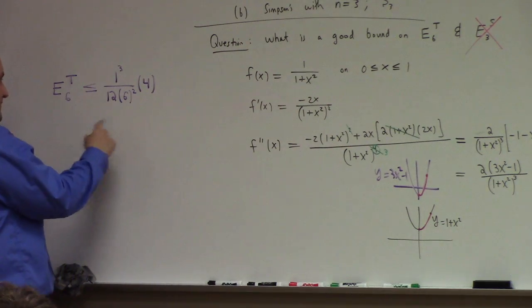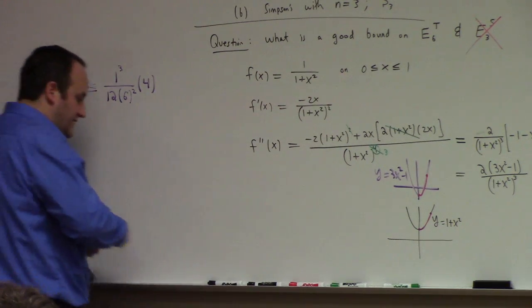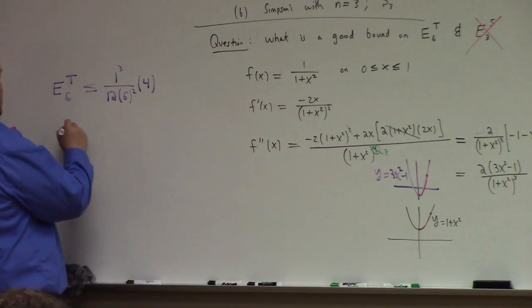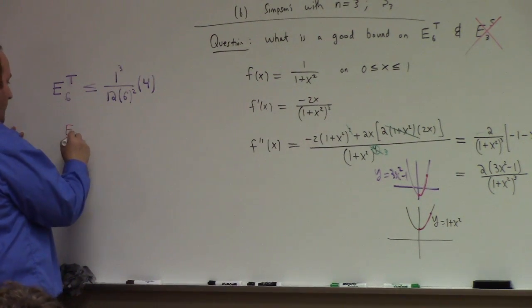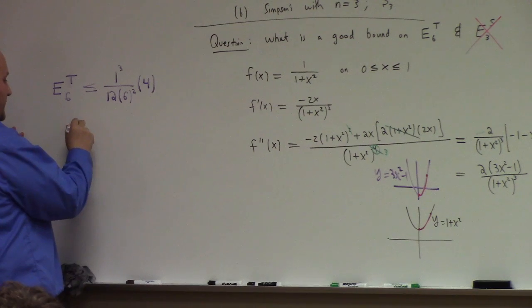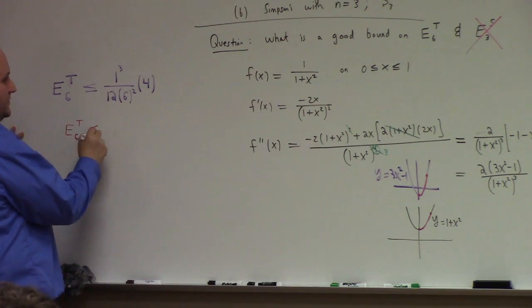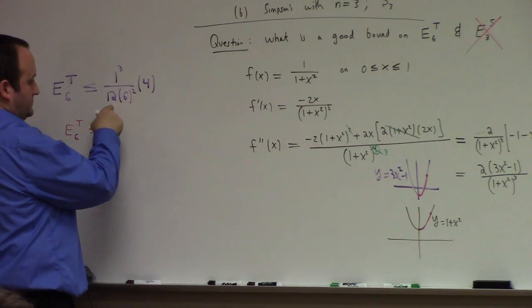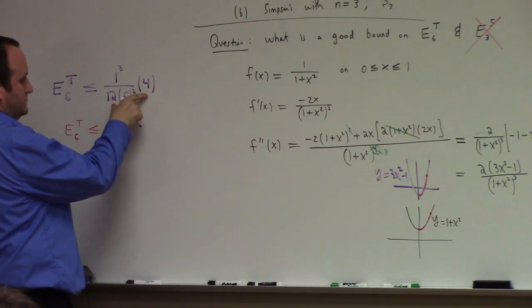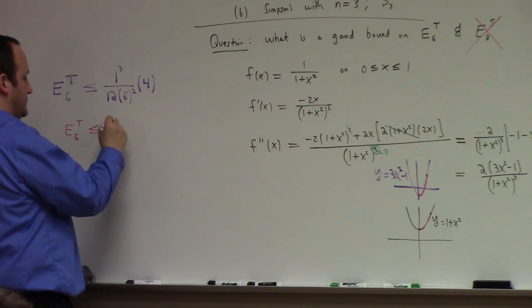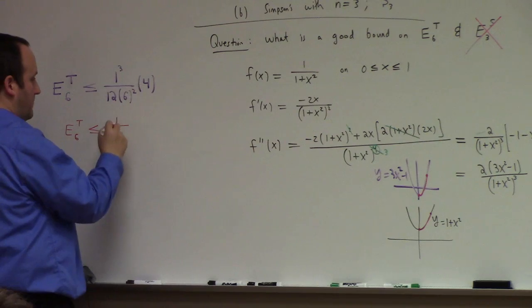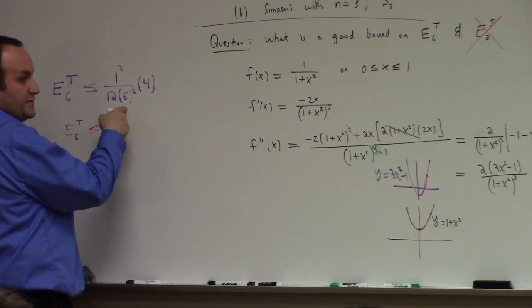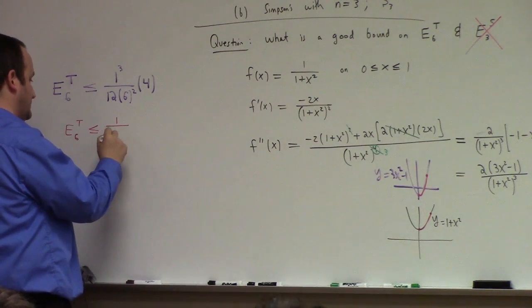But now, if I haven't made some stupid mistake, what does this tell us? We have an error in trapezoid rule of order 6 that is at most what? One over what? 3 times 36, which is what? 108?